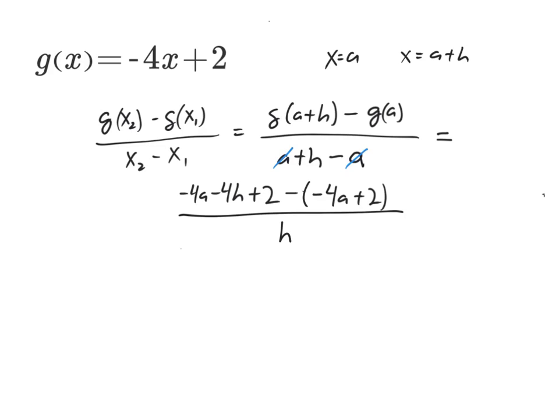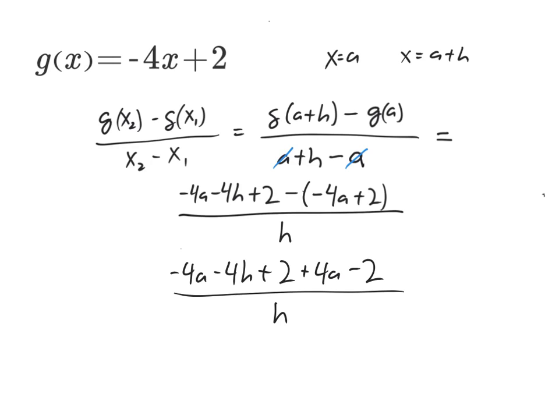Now let's distribute in this negative right here. So I end up getting negative 4a minus 4h plus 2 plus 4a minus 2 all over h. And if you notice right here, negative 4a plus 4a reduces to become 0. 2 minus 2 reduces to become 0. And we end up getting negative 4h over h, which ends up being negative 4. So that is my average rate of change right there for x goes from a to a plus h.